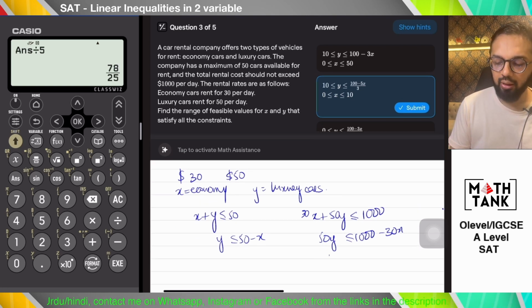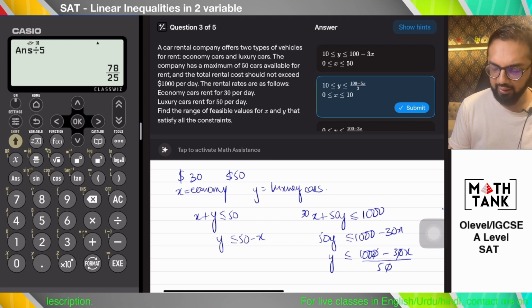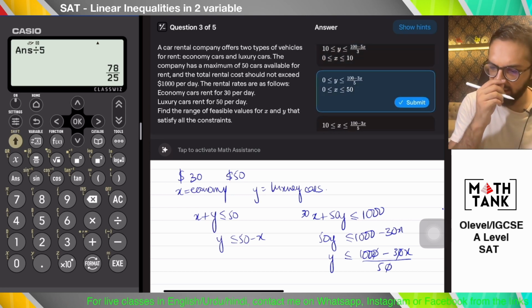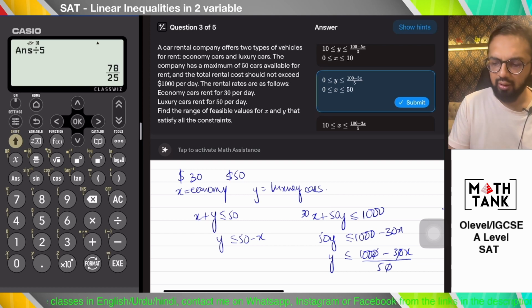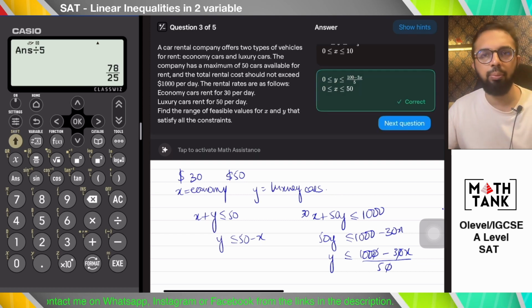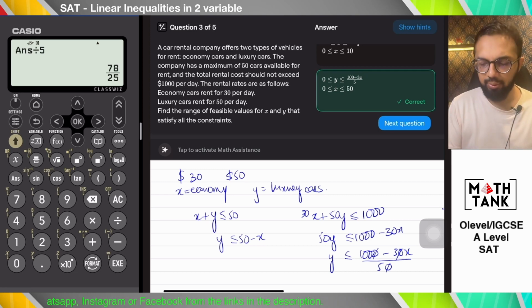I get y is less than or equal to 1000 minus 30x divided by 50. So I can cancel out the zeros. Gives me 100 minus 3x divided by 5. Which is like answer option C. Yes, it should be greater than 0. Let's check if that is the correct answer. I am just sort of doing the bare minimum working and coming up with an answer.